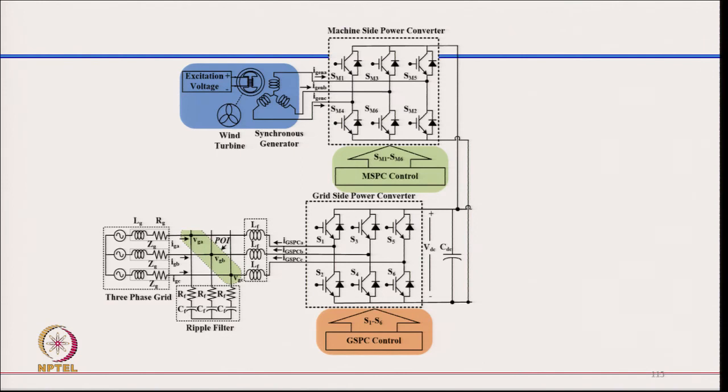With the typical system, we have a synchronous generator with a converter, and this is a grid side converter, this is a machine side converter, and it is connected to the grid.